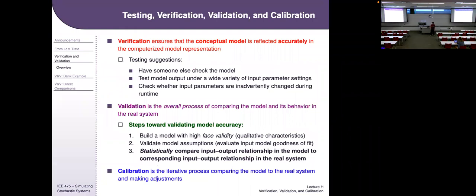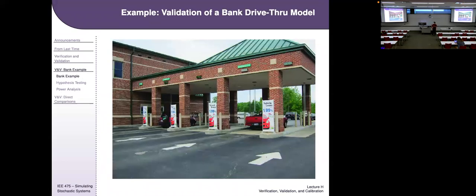So that's what we mean by these terms. Verification is debugging, validation is comparing our idea of what the model should be to what the real world is. And then calibration is the iterative process of making the model closer and closer to reality. So this is V&V and calibration. V&V and calibration all kind of go together. So just some definitional things.